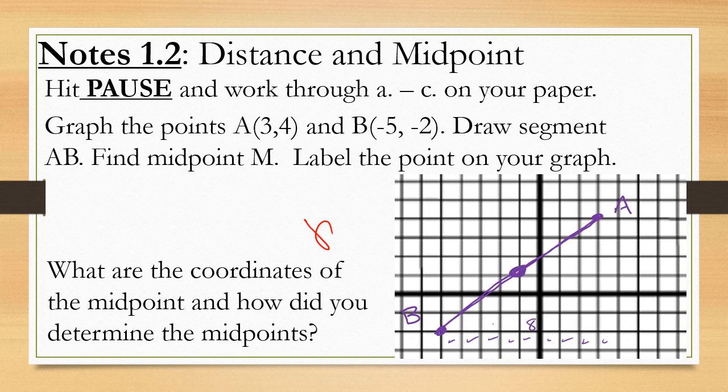I can also look at this vertical distance. That vertical distance is 3 units, and that vertical distance is 3 units as well. So I'm going to conclude that the midpoint is approximately the point -1, 1. And it says to label that point M.